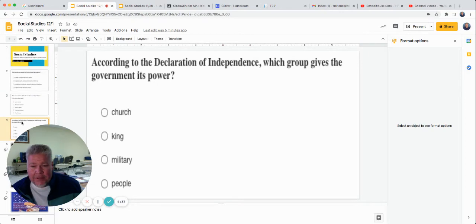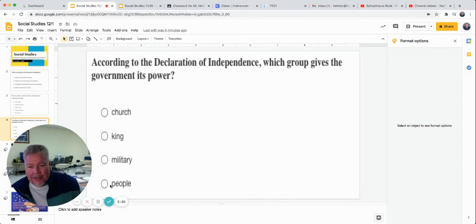And then the other question, according to the Declaration of Independence, which group gives the government its power? Remember, when we were under British rule, who was in charge? It was the king. But now we're free, independent from having a king. So we know the king is not going to give us power. Is it the church that gives government its power? In England, the church played an important role in the government, but not so much here. Military, well, in some countries, whoever's the strongest might be in charge, but that's not what we wanted in our country. We wanted the government to be given its power by the people.